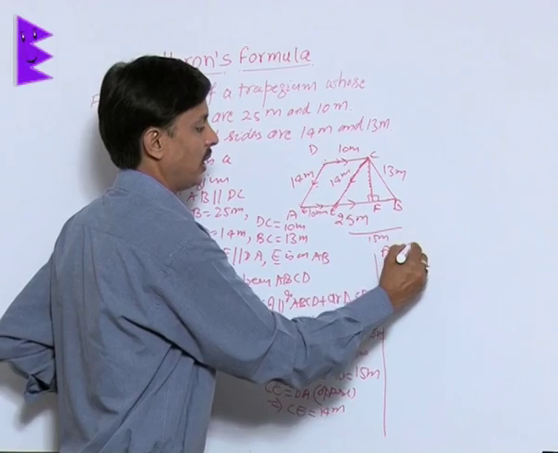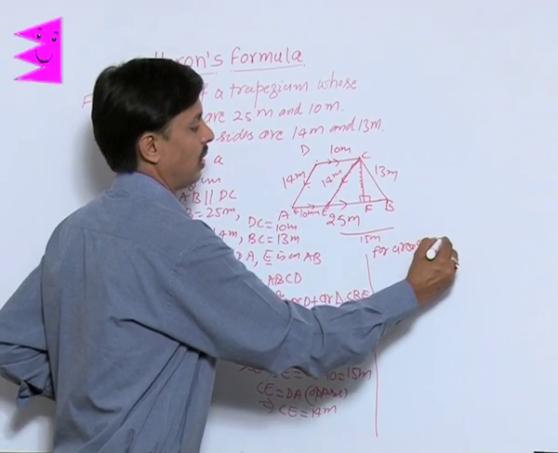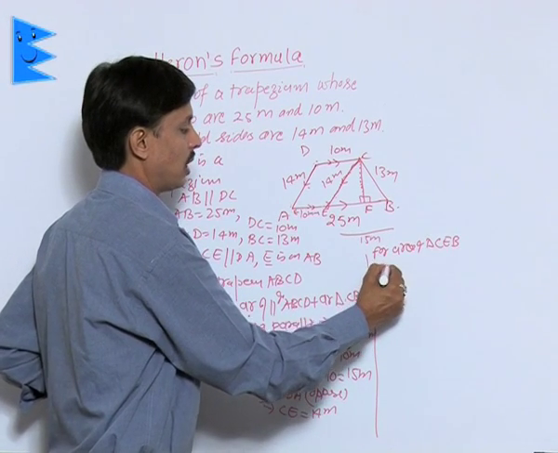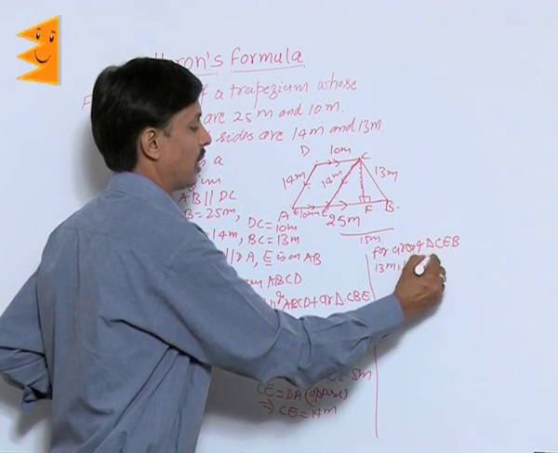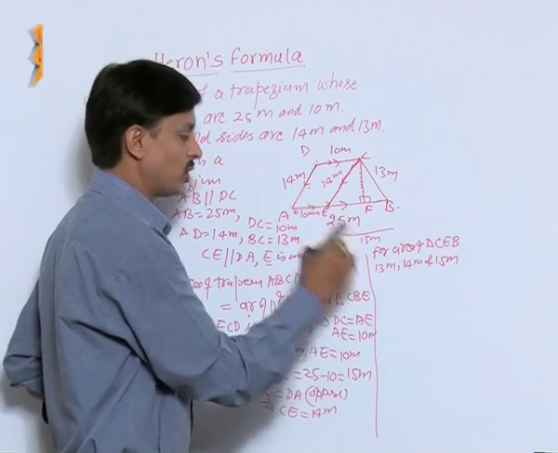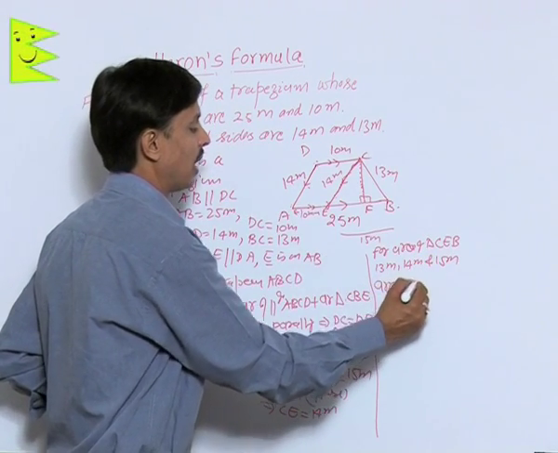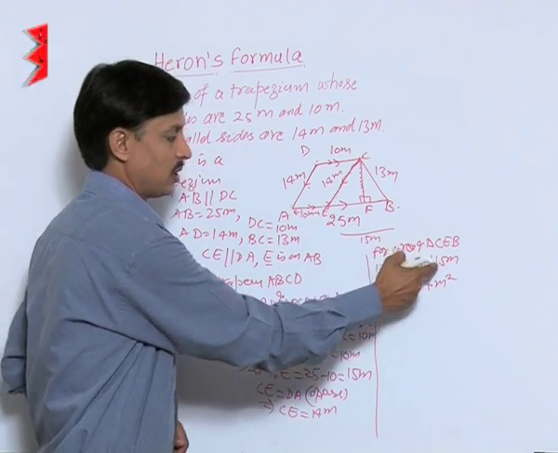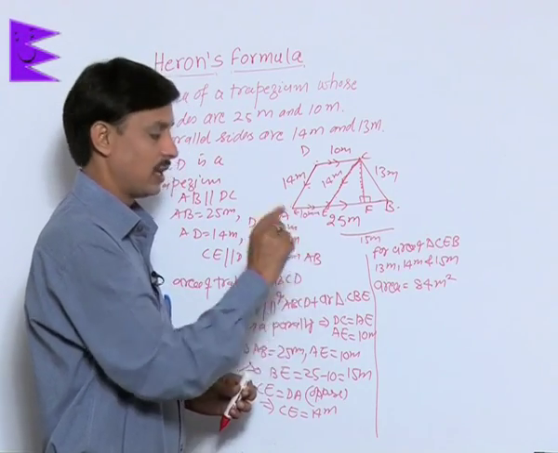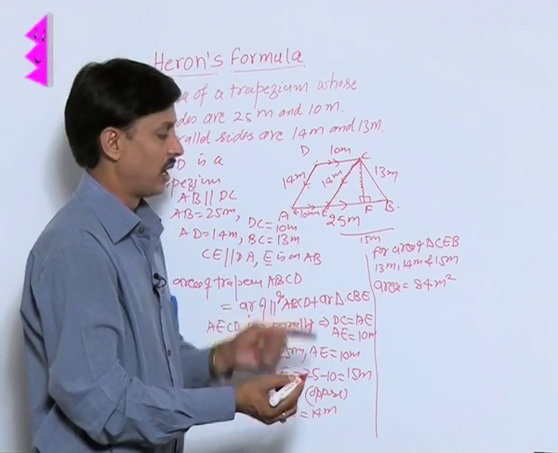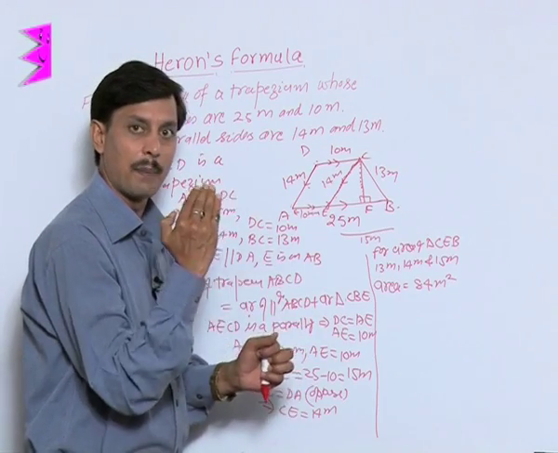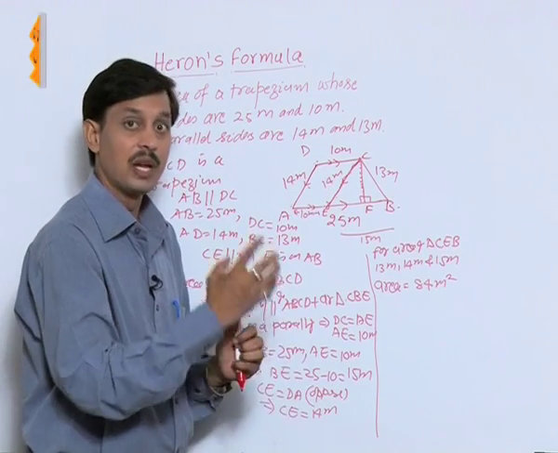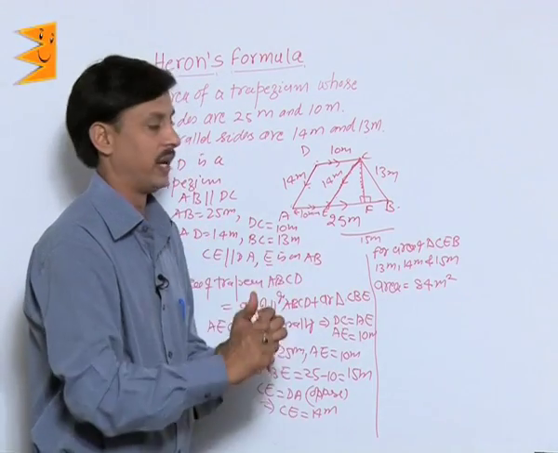For the area of triangle CEB, the sides are 13 meter, 14 meter and 15 meter. Using Heron's formula, the area will be 84 meter square. This is A, this is B, this is C. I will calculate S as A plus B plus C upon 2, that is 42 upon 2, 21. Then apply Heron's formula, root of S into S minus A, S minus B, S minus C. That will come out to 84 meter square.